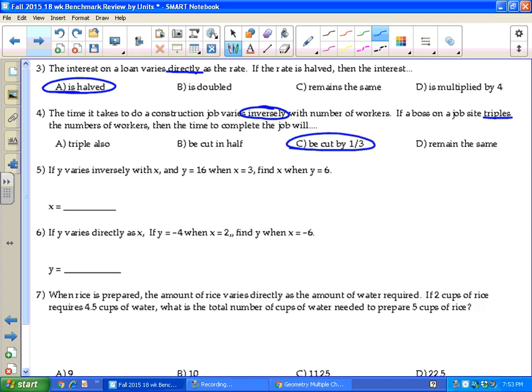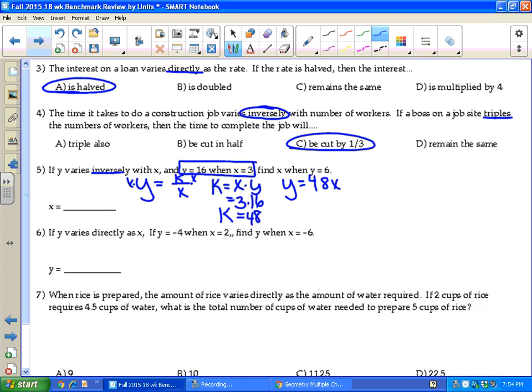Y varies inversely with X. We start with an equation that represents a basic inverse equation. So I'm writing my generic equation. Now I'm going to solve for constant K. Multiplying by X on both sides, constant K is an X number times a Y number. All right. In the middle, I've given you an X number and a Y number that go together. So 3 times 16, 48. Constant I'm looking for is 48. Now I'm going to use that constant in the equation. This is the actual equation that represents all of these relationships for this problem.